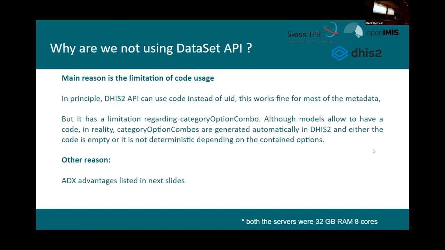Why are we not using the dataset API then? The dataset API is good, but the problem is the UID. That was the biggest problem for us, because when you are sending data, DHIS2 creates its own UID, which has nothing to do with the business code. Take the category option combo as an example. It allows us to send data with the business code, but when data arrives on the DHIS2 server, it creates its own UID. Then on our side, we have to map them to know which category option combo is for which UID on DHIS2. That was the reason we started avoiding the dataset API.